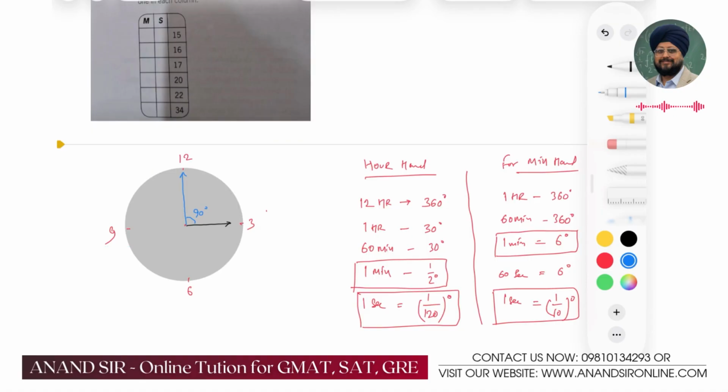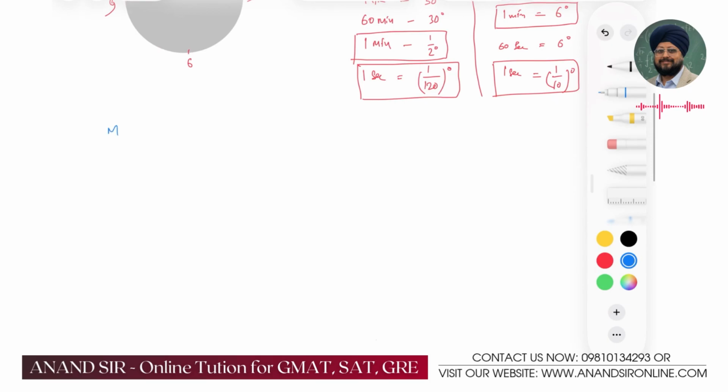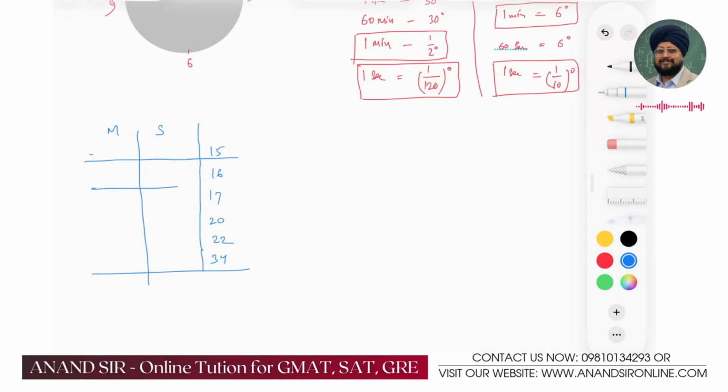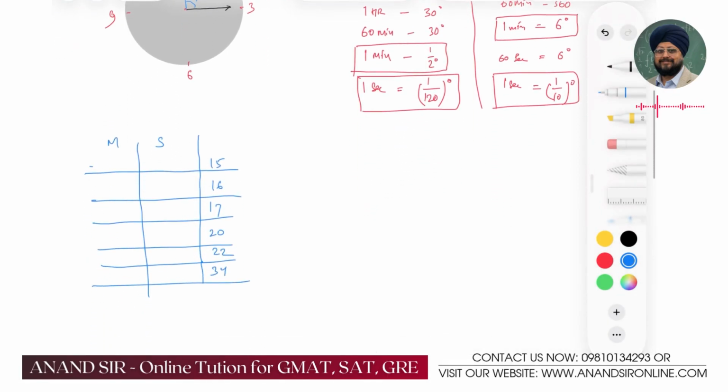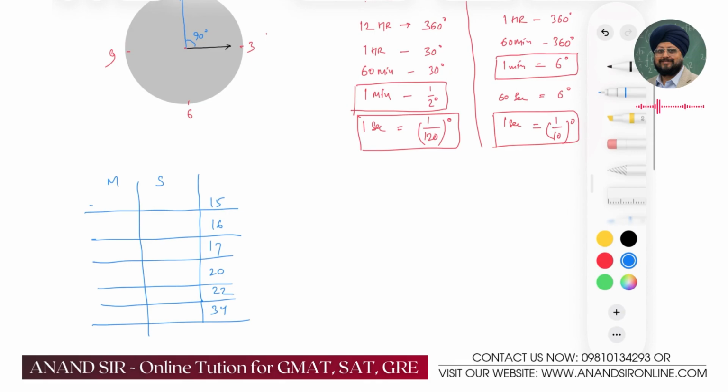M is given as 15, 16, 17, 20, 22 and 34. We have to select one from each so that the two hands superimpose, that is coincide with each other, right? So let us start from m equal to 15.